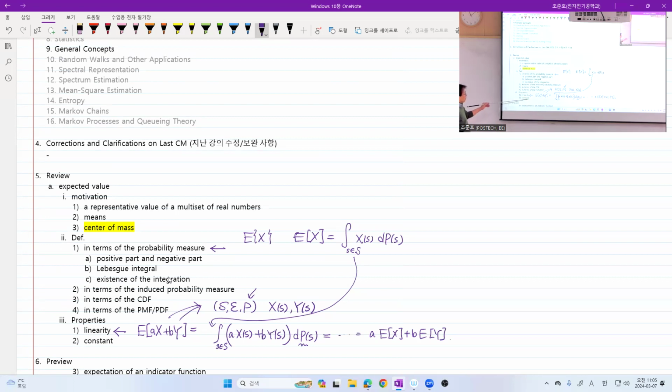For the constant case, which is very special, we have the same value. So a constant random variable, which is a kind of degenerate random variable, has its expectation the same as its original value.